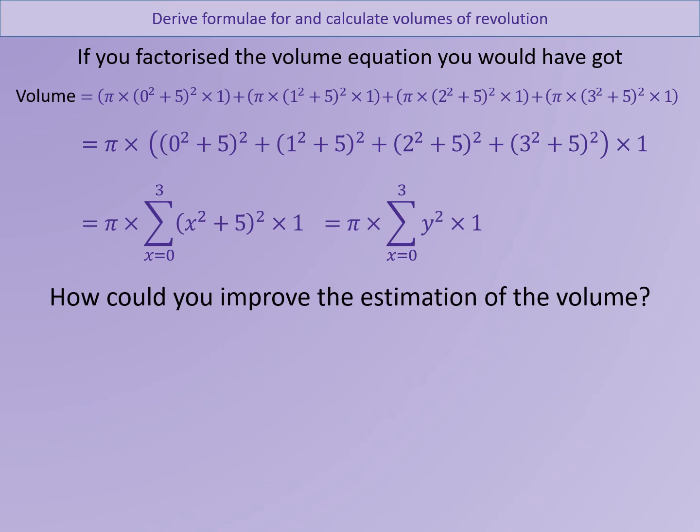If we wanted to improve this estimation, we could reduce the thickness of each cylinder and increase the number of cylinders. So by taking more cylinders, in other words, splitting the original area into more rectangles, we would find a better estimate for the area and therefore the volume of revolution.